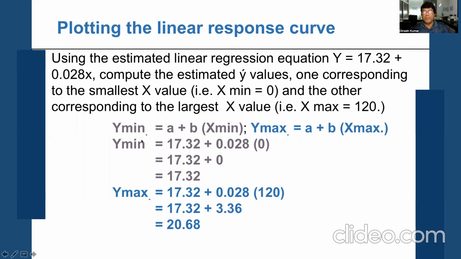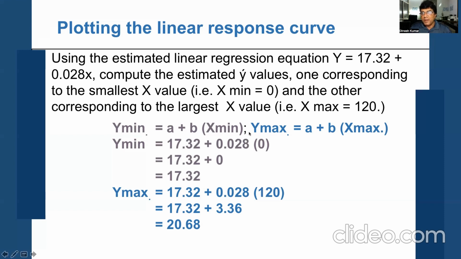So here y minimum means the minimum value of y is a plus b times x min. X min is 0. So y minimum, or y0, is 17.32 plus 0.028x. In place of x, in the equation, you have put 0 because this is the lowest value of x, and you get 17.32.